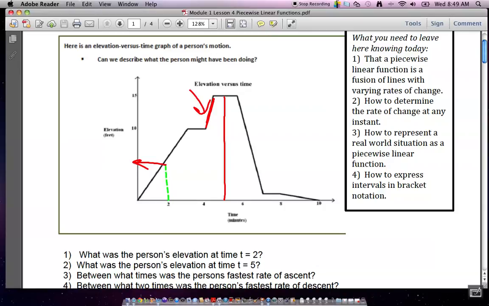Okay. Next up, what's the fastest rate of descent between what 2 times? Go ahead. 6 and 7. Very good.